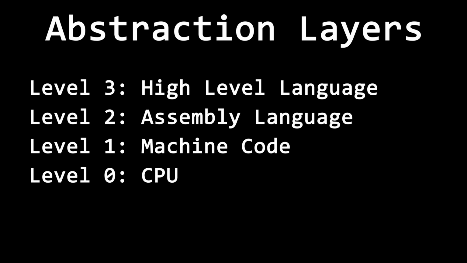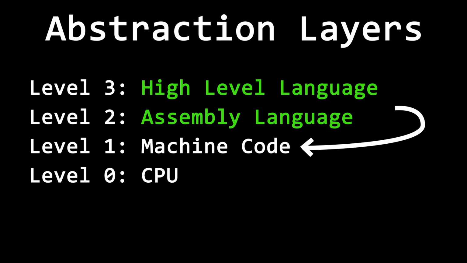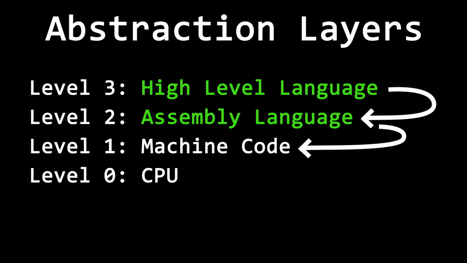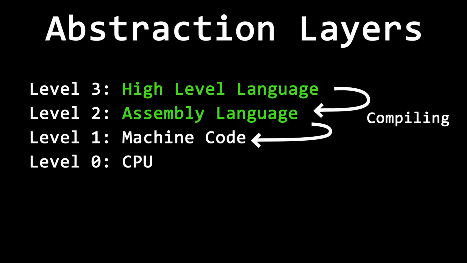Regardless of which programming language you use, whether it is assembly or any high-level language, in the end it has to be converted into machine code, as this is the only language the CPU understands. Some high-level languages are first converted into assembly language and then into machine code. Converting from a high-level language or assembly language to machine code is called compiling.